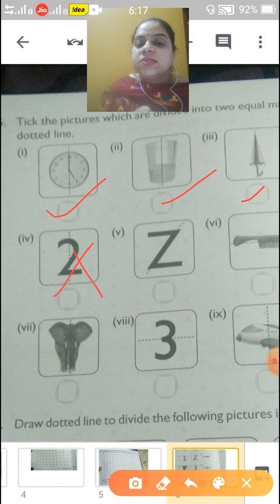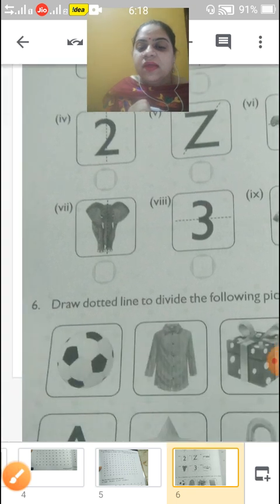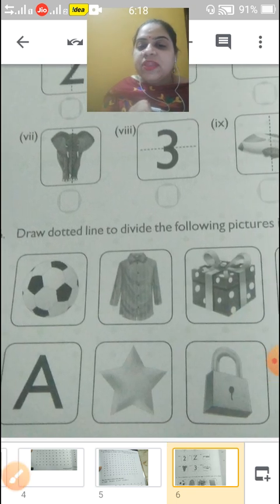This is not. Z is not. Comb we did, but that is a single line comb we did as mirror half. Okay, that is an equal mirror half. This is a different shape comb, so it is not a mirror half. 3 is your mirror half. Aeroplane is not your mirror half. Elephant is your 2 equal mirror half. Now children, like this, you will do this question.